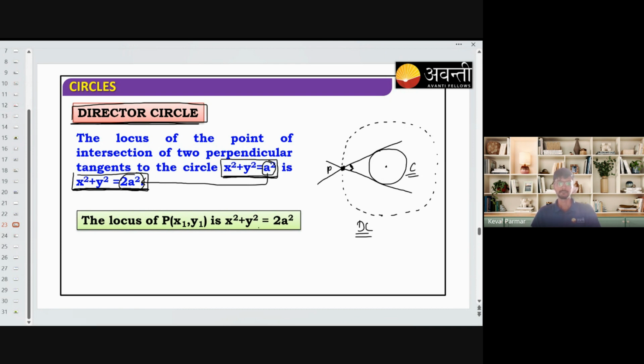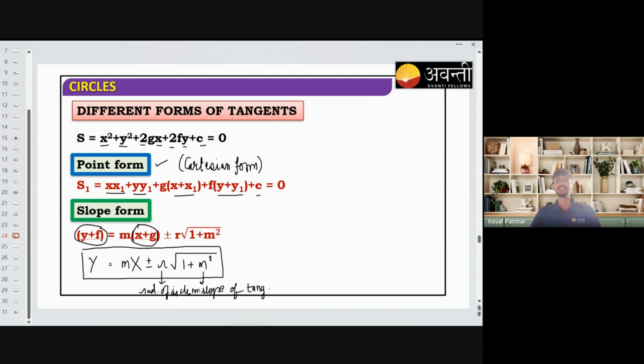So these were the different forms of the equation of tangent. The first form we already know, which is the Cartesian form. The second form is the slope form. Slope form is this one. Read it like this. The one in the box is y is equal to mx plus minus r under root of 1 plus m square, where m is the slope of tangent and r is the radius of the circle. I hope you know the slope form.